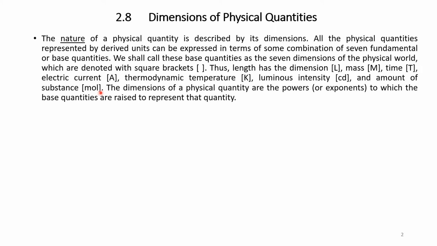I will read once again. The length has dimension capital L. Mass is denoted by capital M. Time, capital T. Electric current, capital A. Thermodynamic temperature, capital K. Luminous intensity, small cd, and the amount of substance, mol, within square brackets. Please note, all these seven dimensions are written within square brackets.